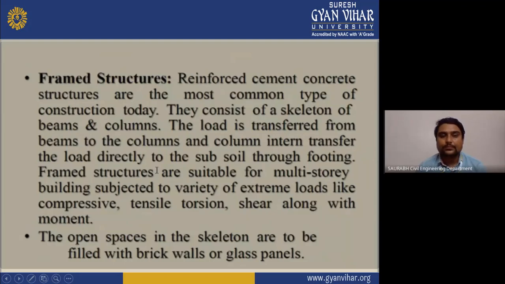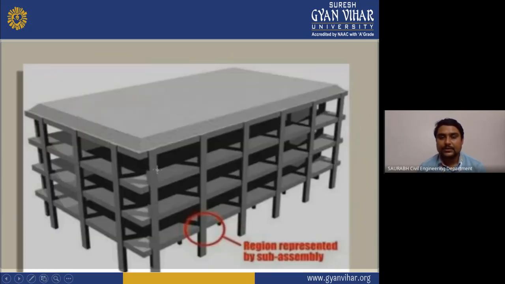Framed structure, reinforced cement concrete structures are the most common type of construction today. They consist of a skeleton of beam and column. The load is transferred from the beam to column, and column in turn transfers the load directly to the subsoil through the footing. Framed structures are suitable for multi-story buildings subjected to various extreme loads like compression, tension, torsion, shear, along with moment. The open spaces in the skeleton are filled with brick wall and glass panels. So this image is showing your framed structure type.